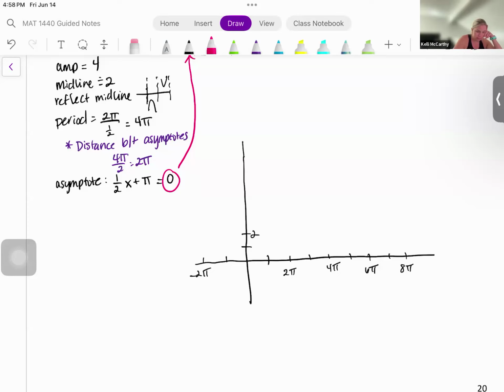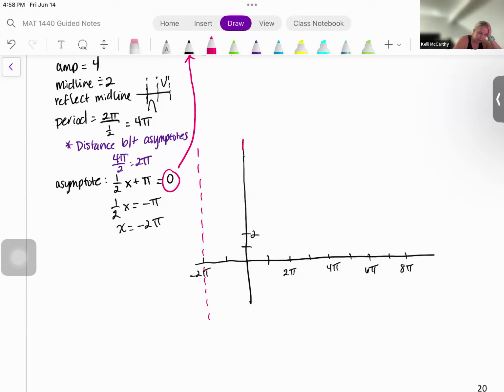So let's start drawing some guidelines, the vertical asymptotes and that midline. Our first asymptote, oh, we didn't solve that. Sorry. I was using 2 pi as my example. So I'm going to take 1/2 x equals negative pi, solving that equation. And then x is equal to negative 2 pi. So it did work out okay, even though I kind of went out of order there. So my first asymptote's negative 2 pi. And the distance between asymptotes is going to be 2 pi.